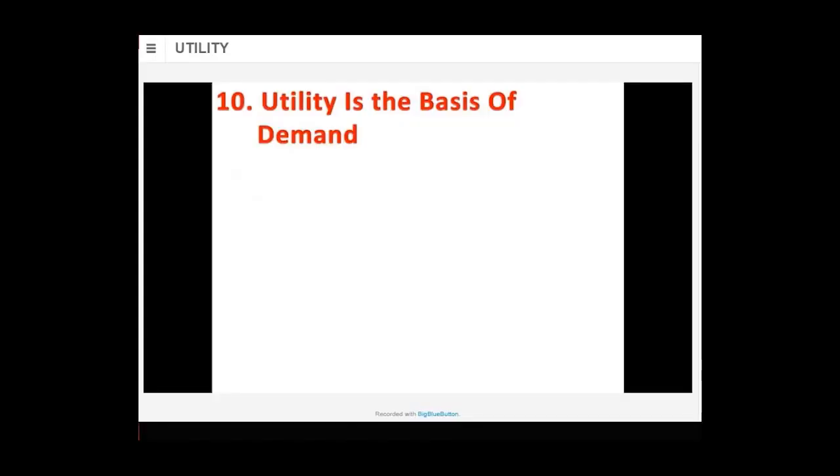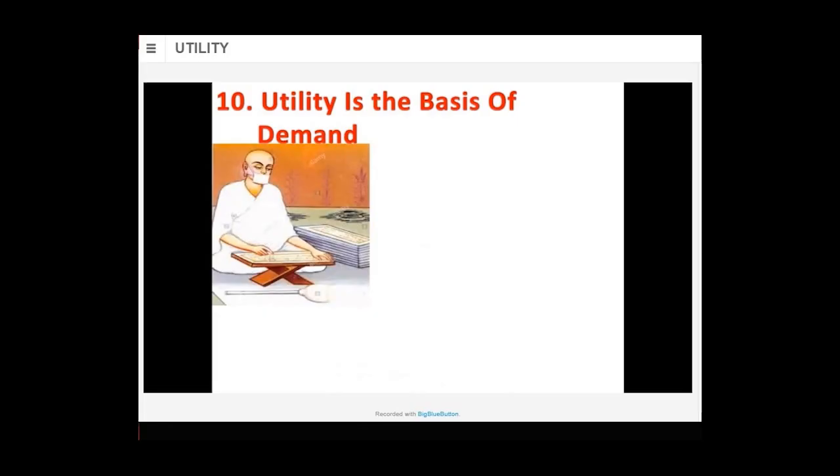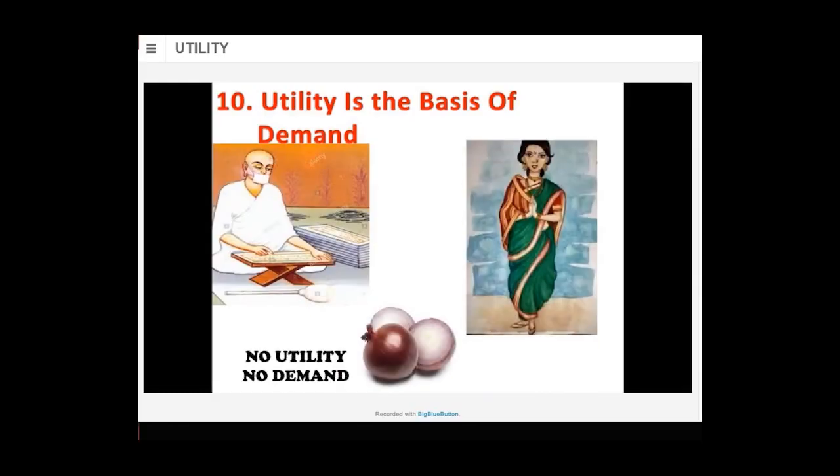Which will have utility. Like, again I gave you an example earlier of a Jain sadhu. He has no utility for onion, he will not demand. But a Maharashtrian lady has high utility for onion and she will demand more onions. Is that okay?